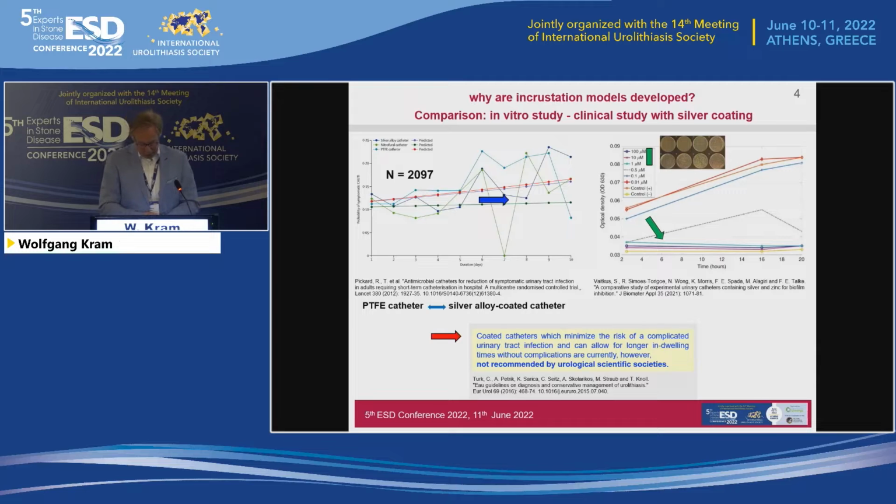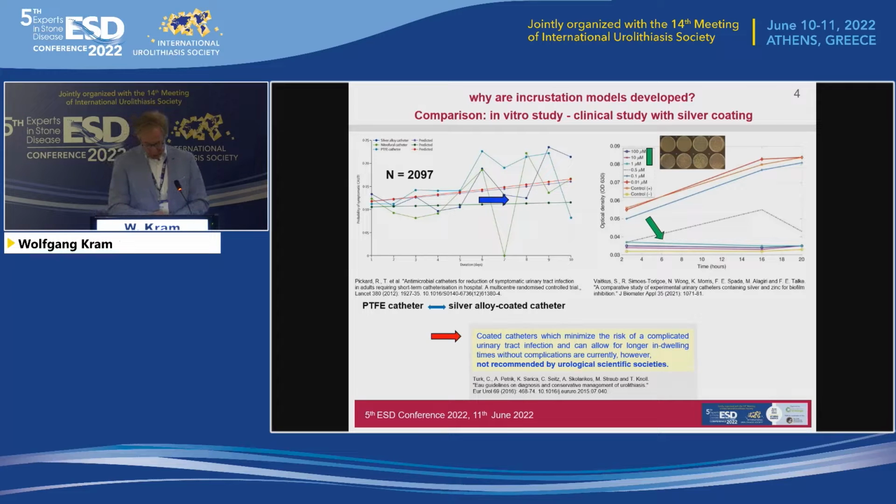Here an example of the often cited silver coating, a comparison of an in vitro study with a clinical trial. On the right side, Wakers et al. show that a silver release reduced the biofilm of E. coli bacteria in synthetic urine solutions, green marking. On the other hand, Picard showed in a study with more than 2,000 patients that silver coating shows no advantages. One consequence is coated catheters are currently not recommended by the urological societies.